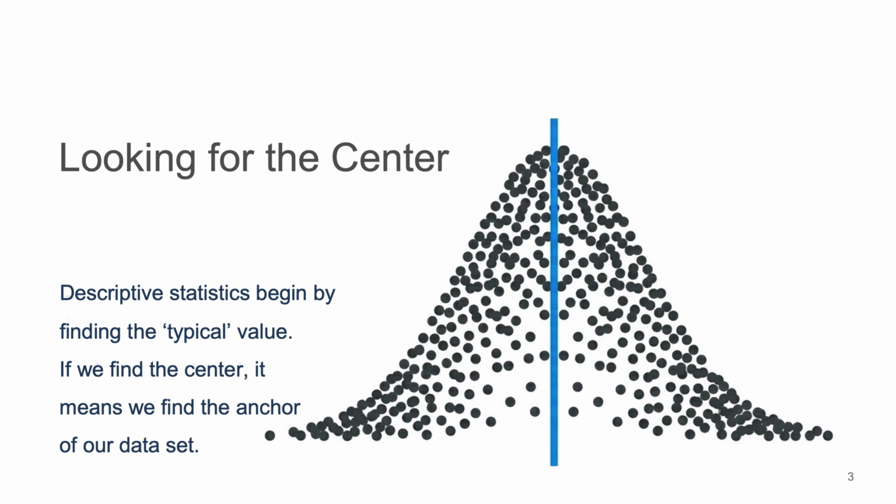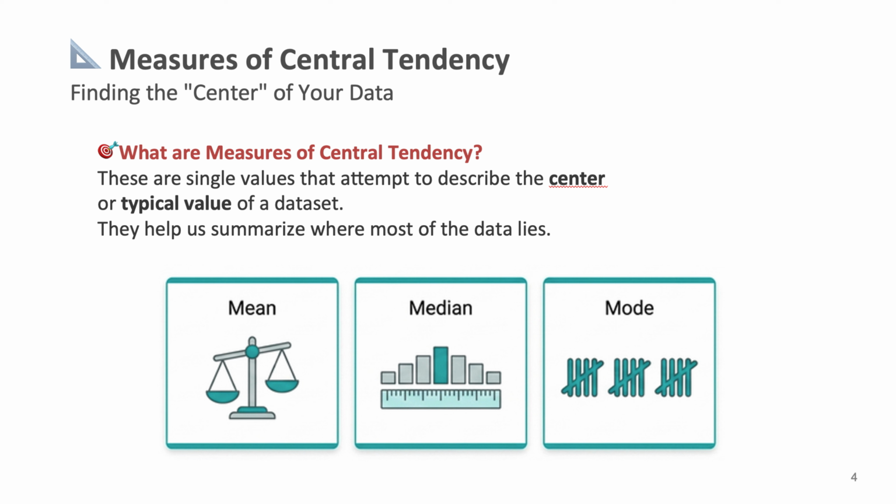Now, when psychologists collect a huge amount of data, they obviously can't just stare at hundreds of numbers and magically understand everything. So, what they do first is try to find the center of the data, like the typical or average value. That's where measures of central tendency come in. There are three main measures of central tendency: the mean, the median, and the mode. And honestly, you probably already have used these before without even realizing it.